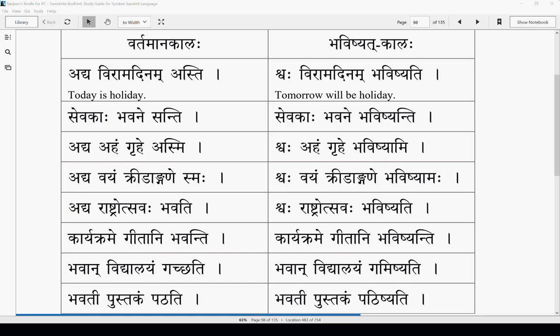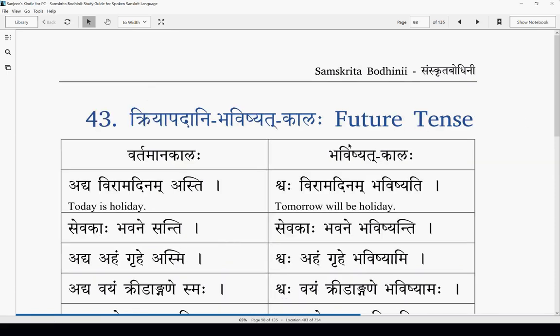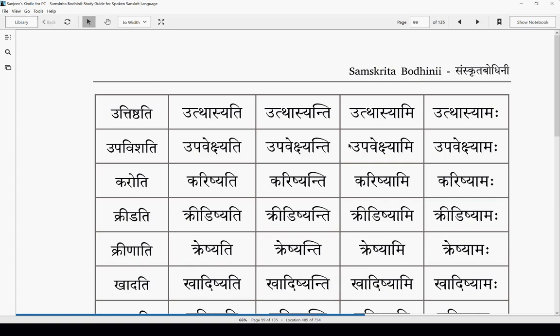So Bhavishyati, Bhavishyataha, Bhavishyanti. Here also Upavekshyami. Here Utthasyati, you can see the Sya there. Uttishthati, the Bhavishyat Kala form is Utthasyati. There is a Sya there. Similarly Karishyati, everywhere there is Sya. But sometimes you see Upavishati, Upavekshyati. So where is Sya there? The Sya is still there, but it has turned into Kshya.